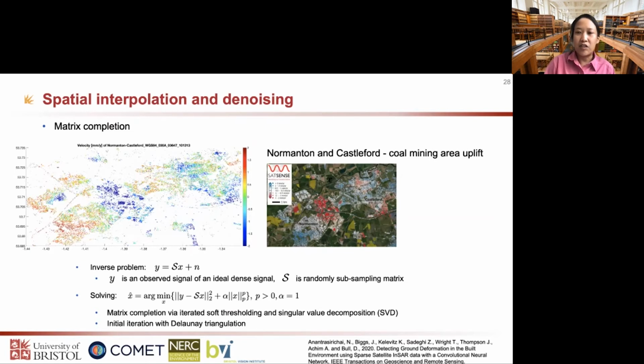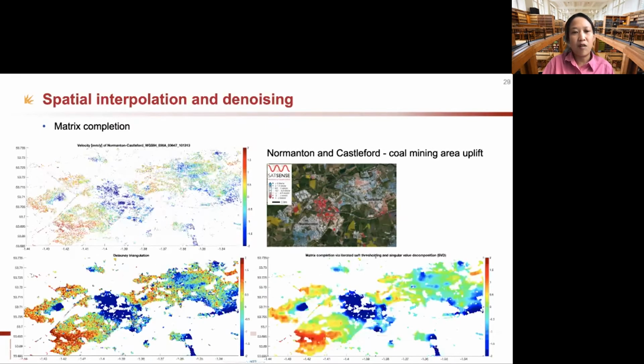Matrix completion sees this as an inverse problem and tries to solve it with a regularization approach using singular value decomposition. This is an example of the result. The top left is the raw sparse data containing spiky noise. The bottom left is the interpolated result using the traditional triangular method. It enhanced spiky noise compared to our method on the bottom right, which is smoother.